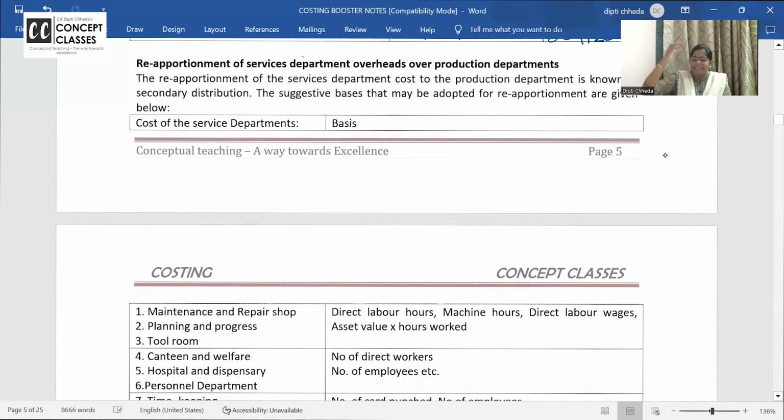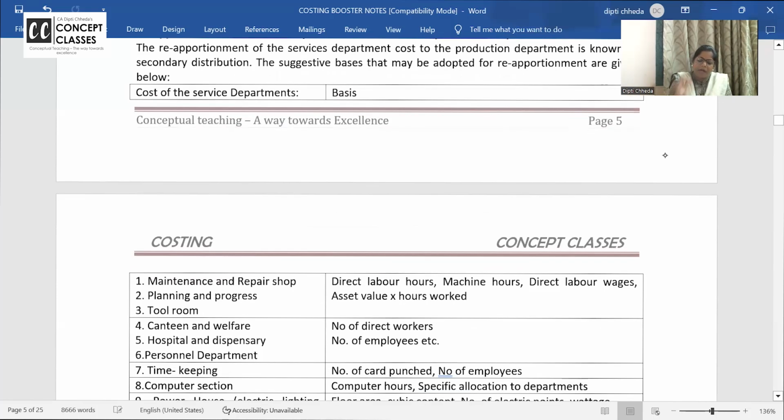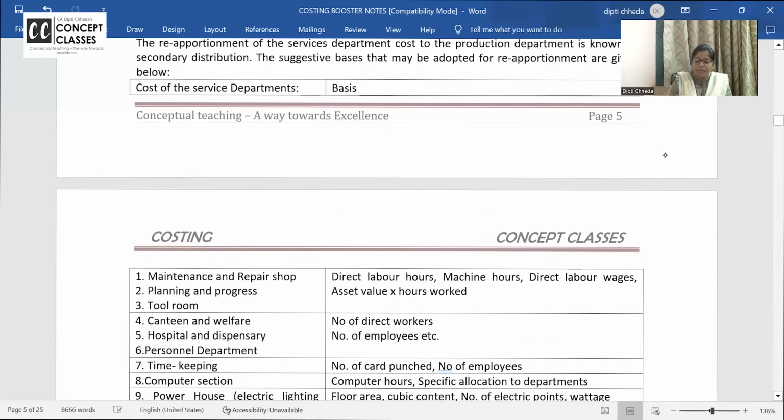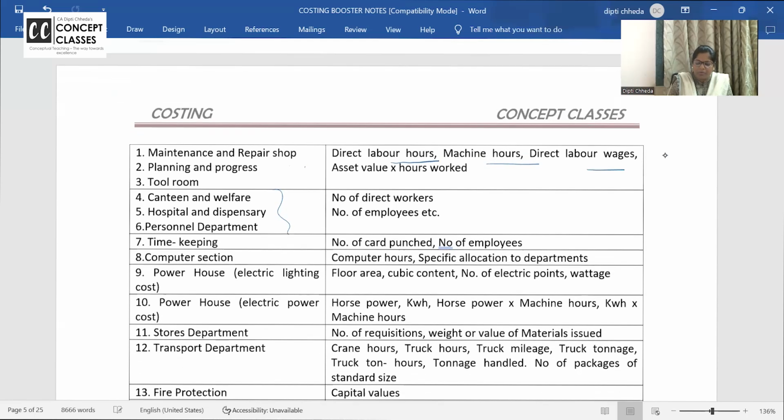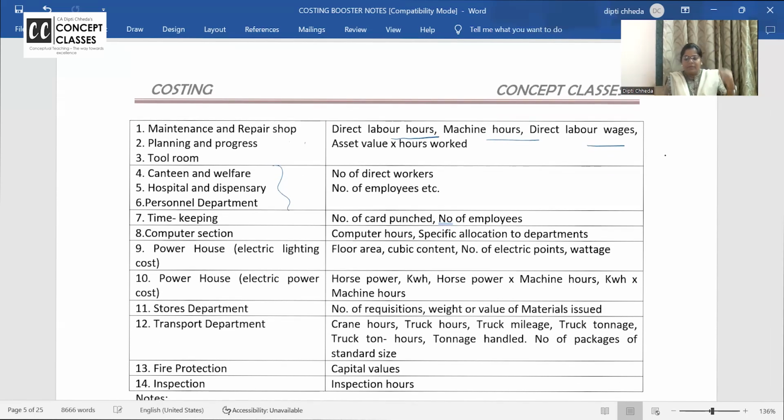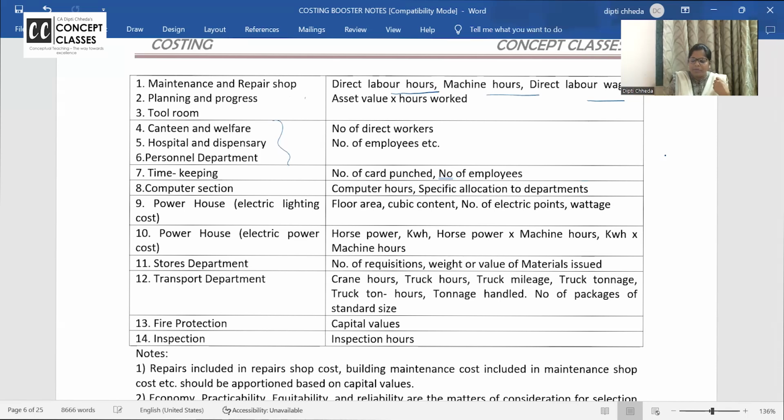Reapportion the service department expense to the production department. How? Cost of the service department. Okay. Maintenance and repair shop and tool room on the basis of direct labor hours, machine hours, wages. They'll give you canteen and all employee related expense based on number of workers. Timekeeping, number of cards punched or number of employees or smart card issued and all. Computer section, how many computer hours are there? Service department अगर computer से काम पूरा करके दे रहे हैं तो कहाँ कितना काम कर रहे हैं?